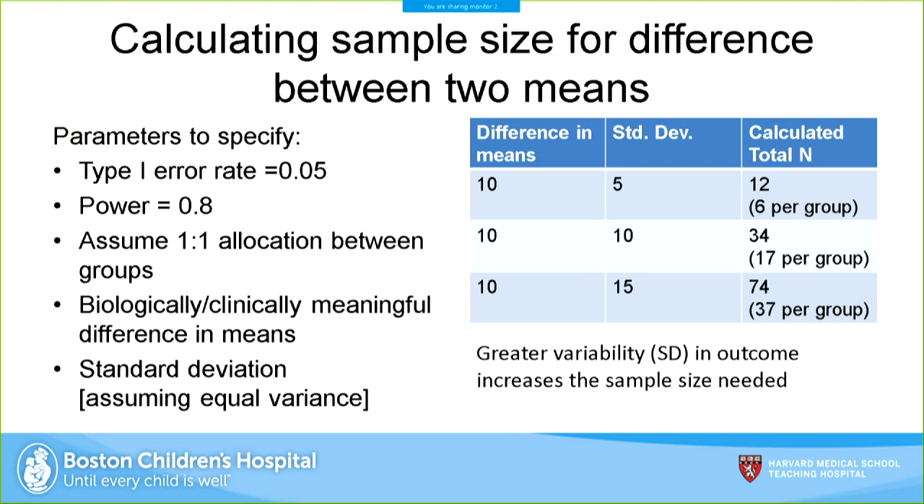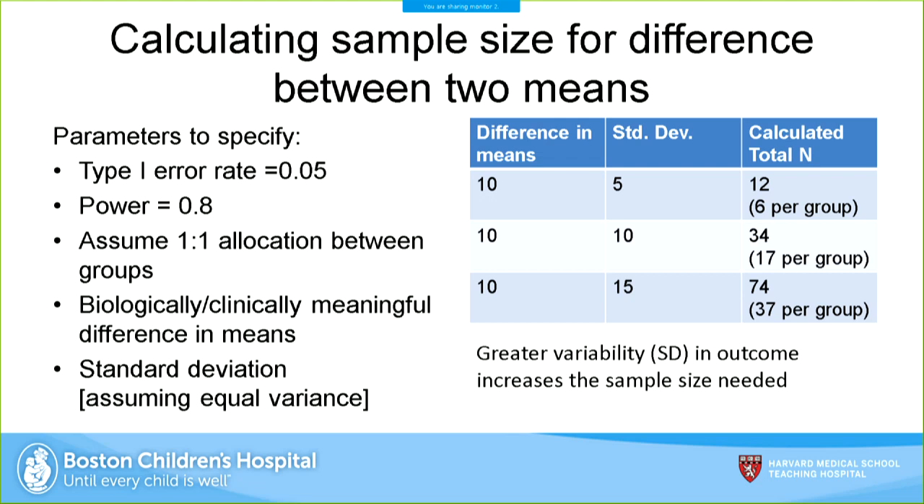And then you also need to establish some measure of precision in measuring the outcome. So in this case, we need to specify the standard deviation for the outcome. And for simplicity, I'm going to assume that the standard deviation is equal in both groups. So when we calculate this, here are some examples. Suppose that the difference in the mean score is 10 units. And we have different kinds of standard deviations: small, 5, 10, and 15.